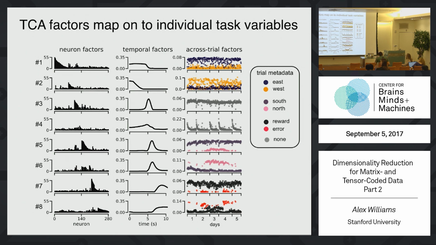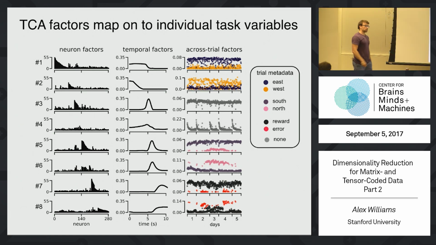One thing that's nice about TCA is you don't have to know in advance, for example, this factor here we didn't know about, but TCA nevertheless picked it out. That's the advantage of using a fully unsupervised method. But in cases where you know exactly what you're looking for, using demixed PCA might be a more targeted tool.